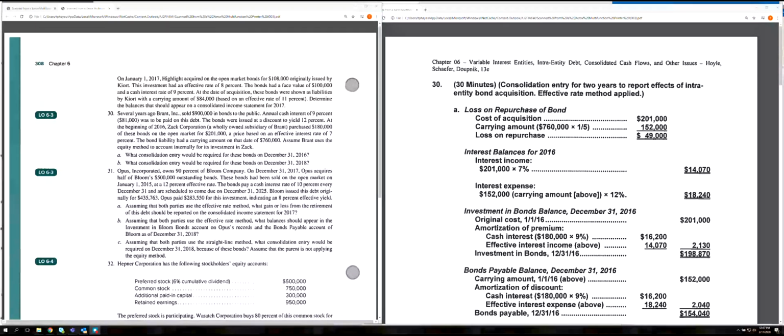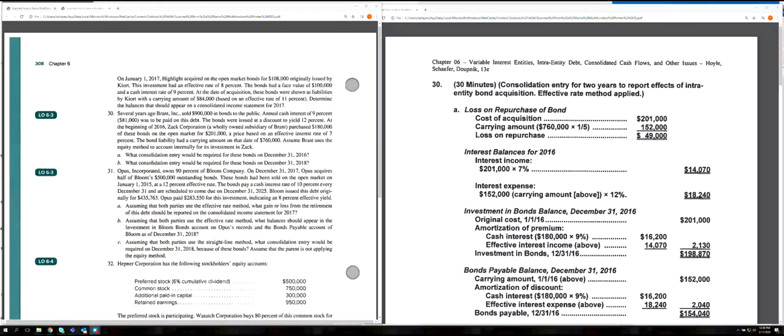If you take 180 and divide by 900,000, that's the 1/5. So they bought a fifth of the bonds. So that's where I'm getting the carrying amount there of 152. They paid 201. So they essentially spent $49,000 extra to retire the debt, and that's why we treat that as a loss. So that's the first part. That's part one. That's the loss.